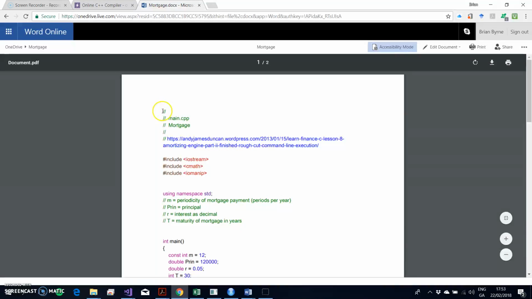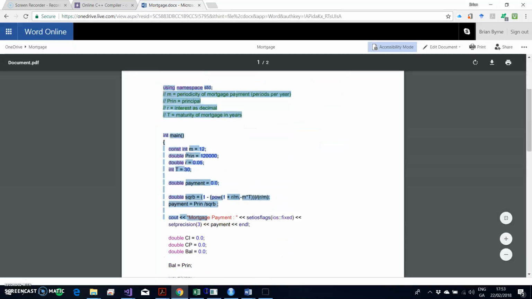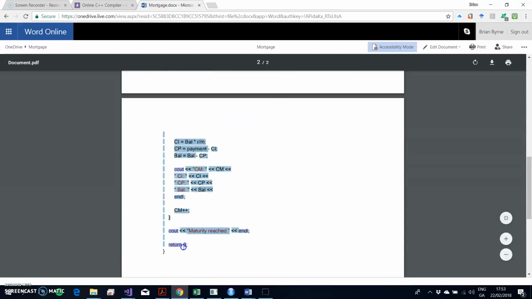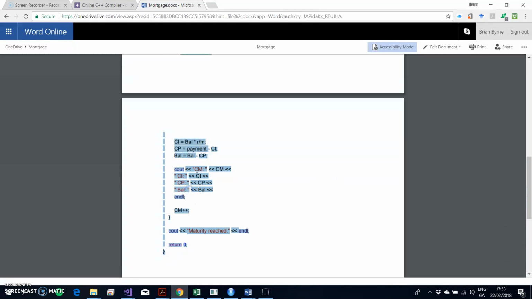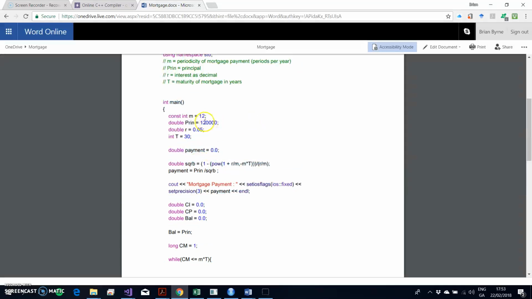So if we take this code and just copy, and again the raw data that we're inputting, the raw data that I'm using to generate the monthly mortgage repayment, is that the payment in the mortgage per annum is 12 times a year, so monthly, and the principal is 120,000, and the interest rate is 5%, and we're assuming that the term is 30 years.